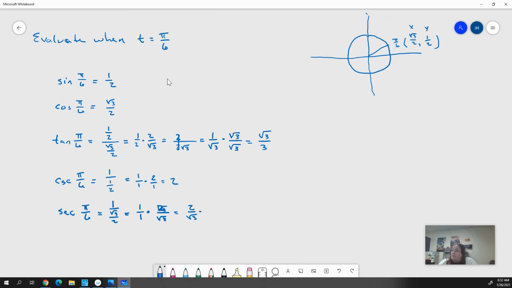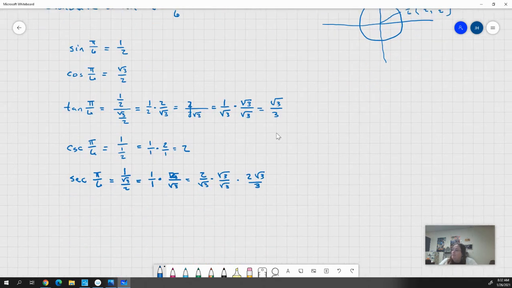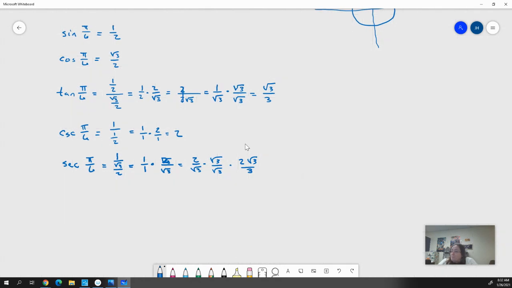Can't leave it like that. So we have to multiply rad 3 times rad 3, and we get 2 rad 3 over 3. So is this a pain? Absolutely. Is it tedious? Absolutely. But it's not difficult. Here we've got cotangent of pi over 6. That is our last one.